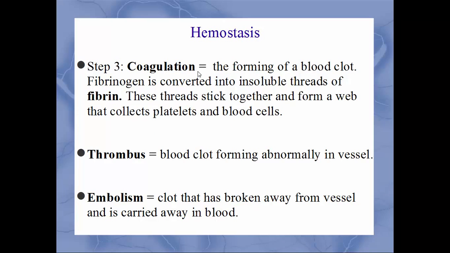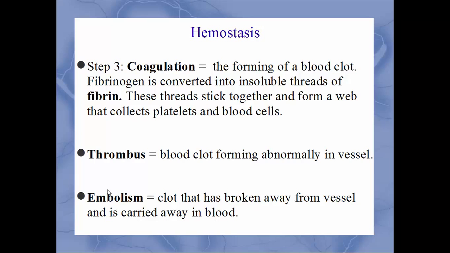Fibrinogen is converted into a very strong, very sticky, thready compound called a fibrin. These threads stick together and form basically a very large spider web that will collect other cells as they pass over it, and that will help form and seal the blood clot.